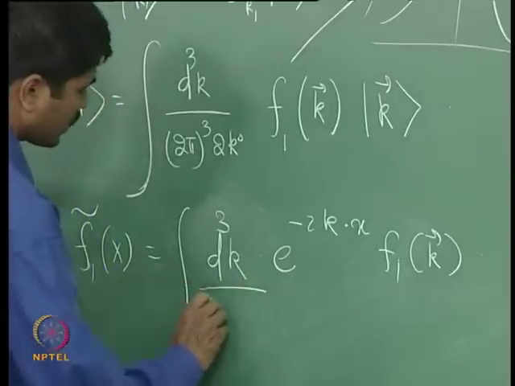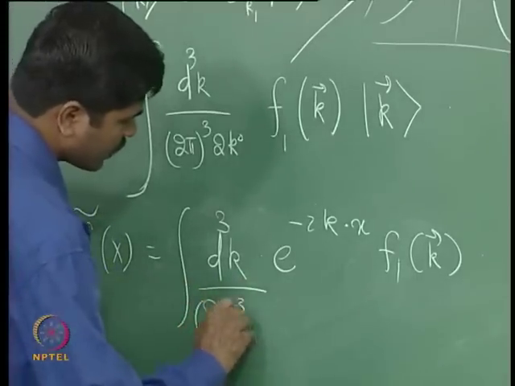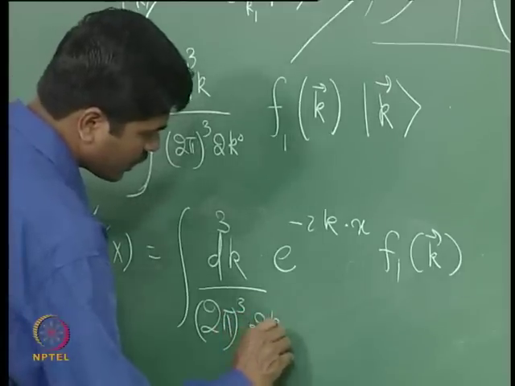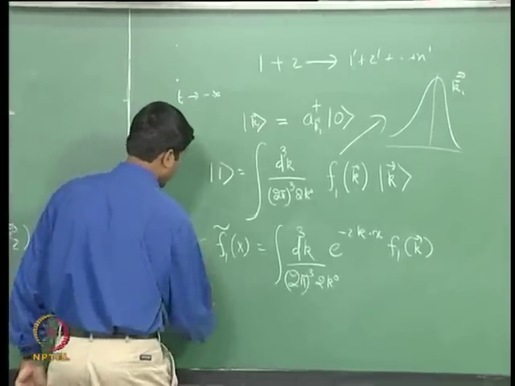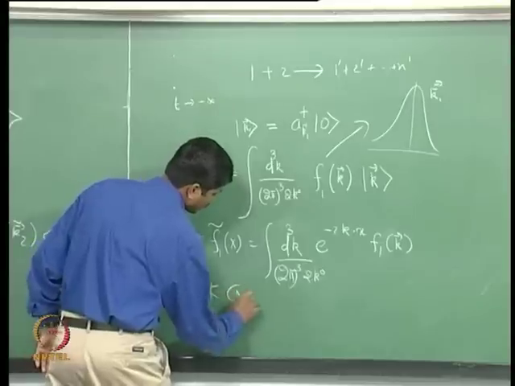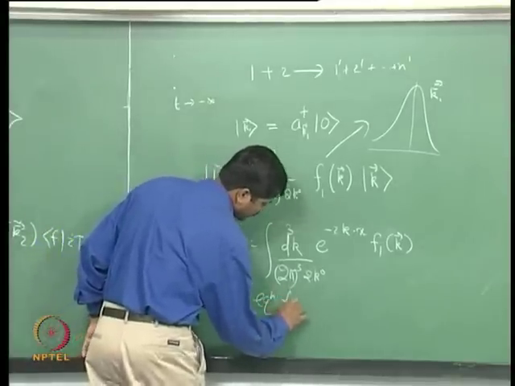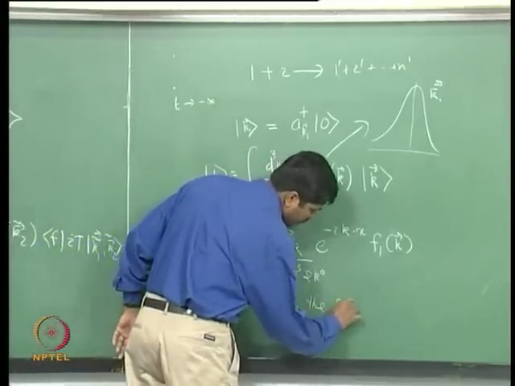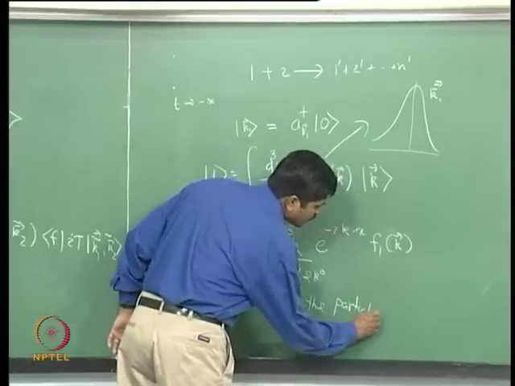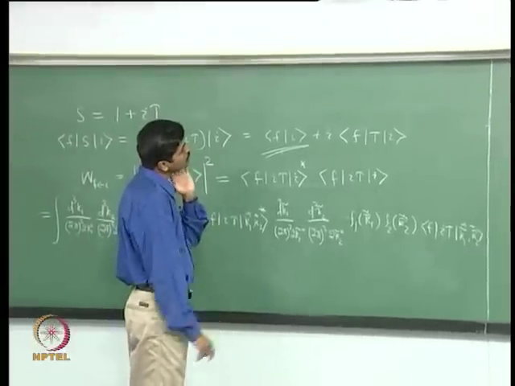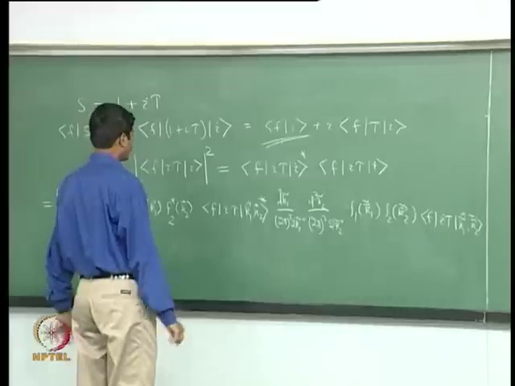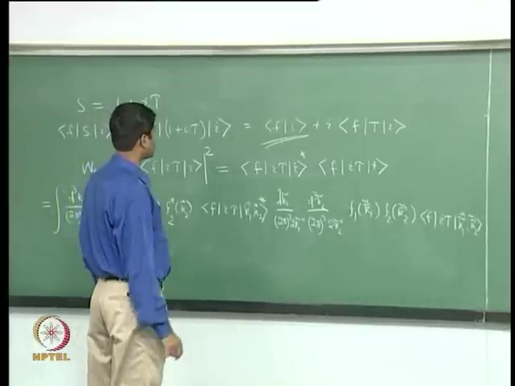There is this integration measure d^3k over (2π)^3 2k^0. This is first of all a complex scalar field. This field will satisfy the Klein-Gordon equation for the particle. What we will do is we will consider this term here. We will insert one identity.